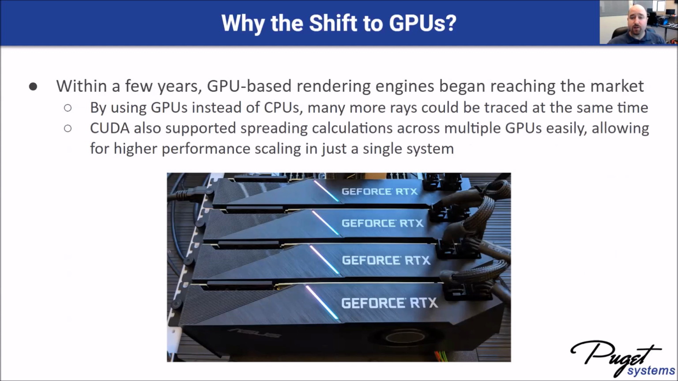By using GPUs instead of CPUs, a lot more rays could be traced at the same time. And especially early on, each individual calculation wouldn't go as quickly on a video card, but you could be doing hundreds or thousands of them instead of a few at a time, which in the long run saves a whole lot of time. CUDA also, just by its very nature, supported spreading calculations across multiple video cards, allowing for higher performance scaling within a single system.